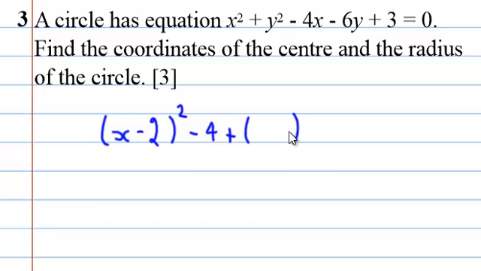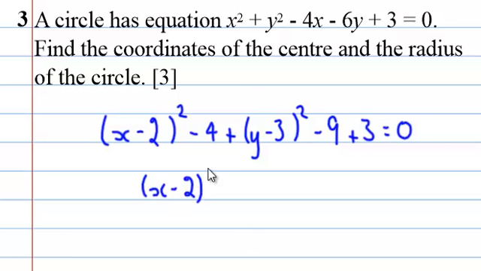Then we've got to deal with the y, which is there. So we look at the y term, negative 6, so half of negative 6, negative 3, square that bracket, subtract from that the value of 3 squared, which is 9, and then bring down the 3 from the end. So that's the equation of the circle by applying completing the square. If we now collect like terms, which are the numbers, and take them over to the right hand side, then we get x minus 2 all squared plus y minus 3 all squared equals 10.